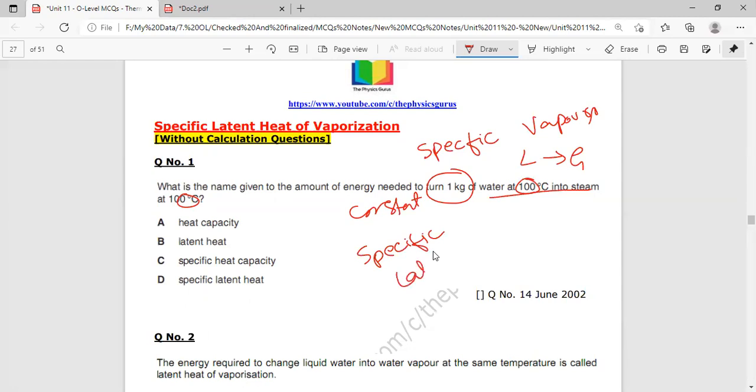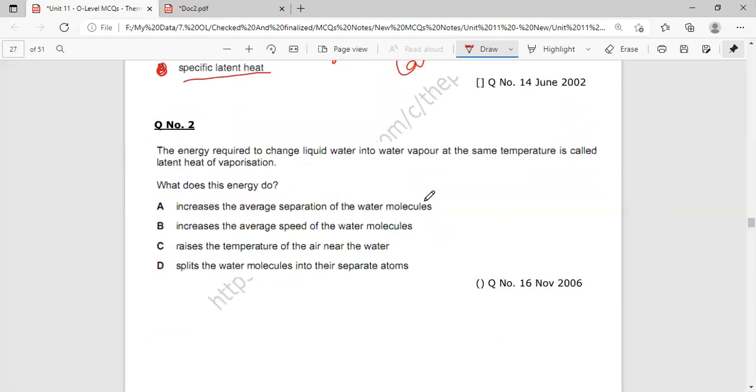latent heat of vaporization. Obviously, if we look here, it cannot be heat capacity, it cannot be latent heat, it cannot be specific heat capacity, because in specific heat capacity, along with 1 kg, a 1 degree Celsius or 1 Kelvin change is there. So which option is correct? Specific latent heat. Option D is the correct answer. Let's move towards the next MCQ.